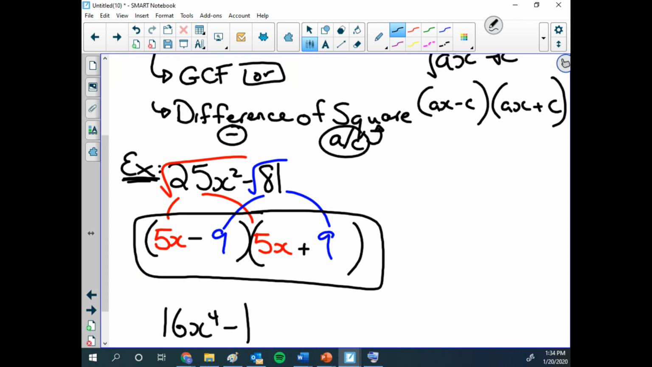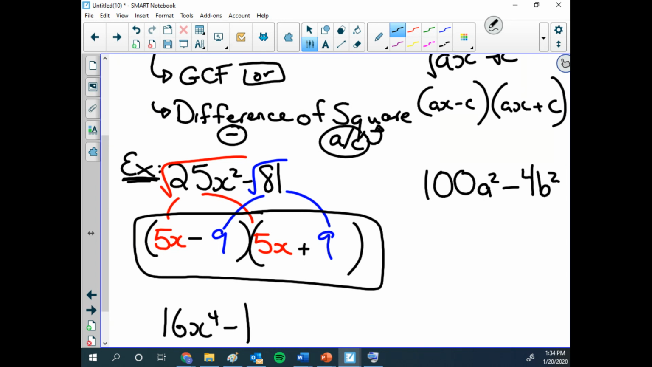The 16x one is a harder example, so I want to see if you can try one on your own. Okay, take a second and see if you can do that one. 100a squared minus 4b squared. If you were to factor that with difference of squares, what would you get?